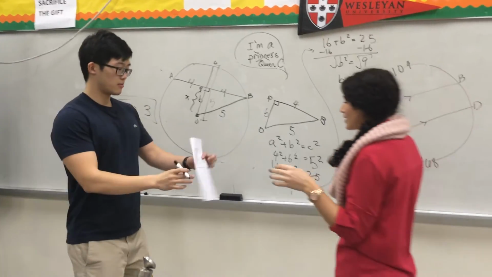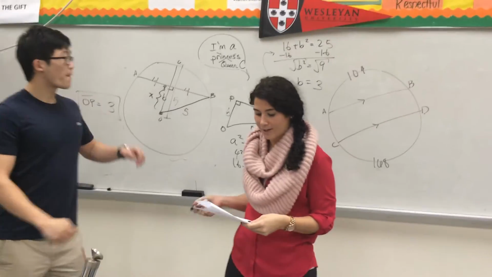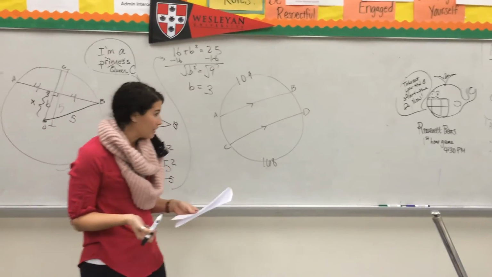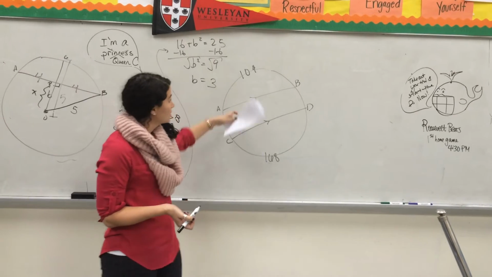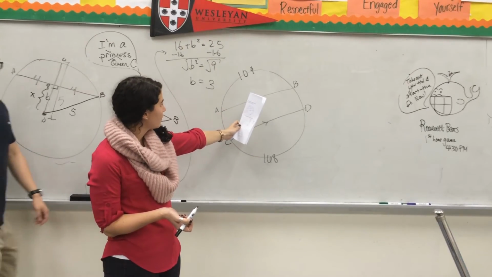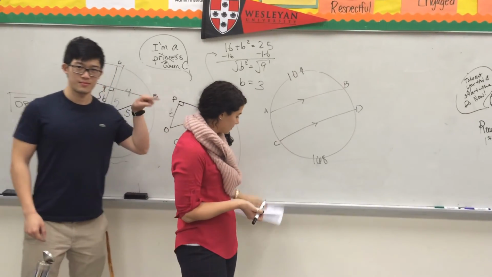Alrighty. Now, our second problem is all about chords. Now, this one. Circle O, shown below in the diagram, chords AB and CD are parallel, and then whatever is up there is on the paper.